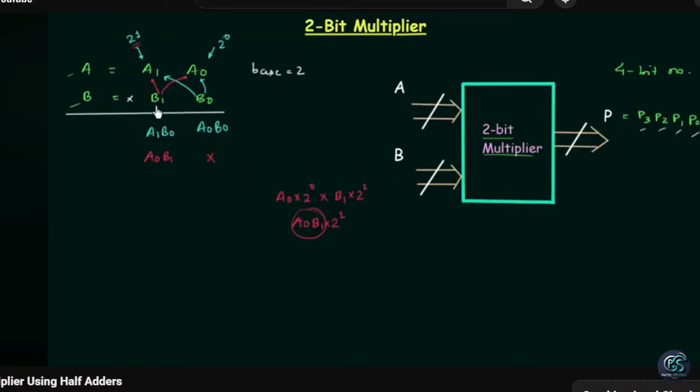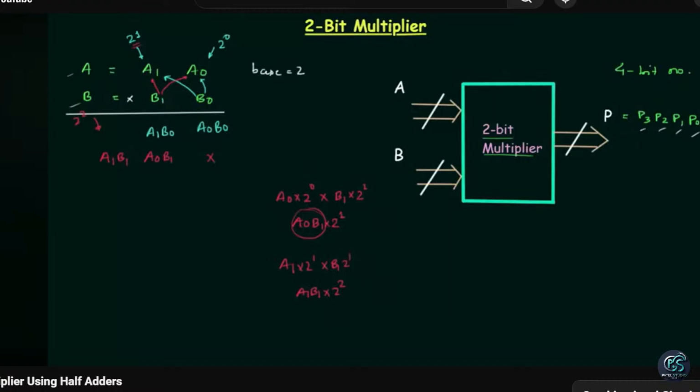In the same way, when you multiply A1 and B1, you have A1 B1 and the weight is 2 raised to power 2. So the result will go to the next column, A1 B1. Weight of this column is 2 raised to power 2.